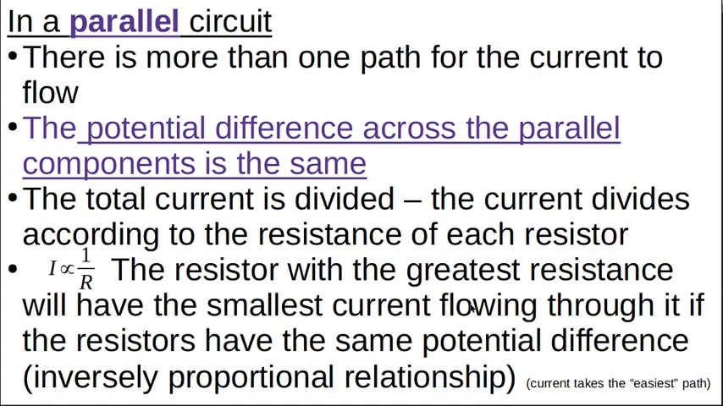What happens in a parallel circuit? In a parallel circuit, the current has what I call choices. Obviously, it's not choosing, but I like to use these words to help you think about it. There's more than one path for the current to flow, so when the current reaches a junction, it can choose which path it's going to flow down. Now, this is the key to understanding parallel circuits. The potential difference across the parallel components is the same.